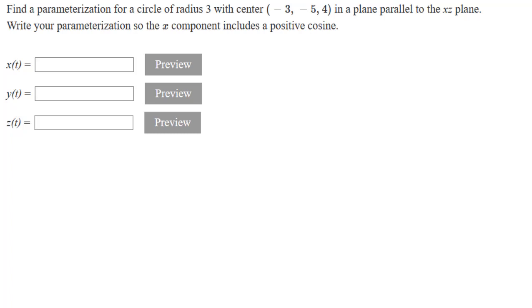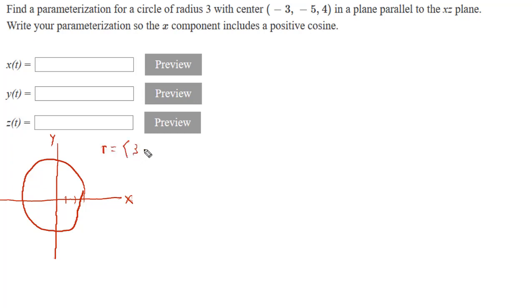First, let me remind you of the circle parameterization in 2 dimensions. We did this in a previous chapter. If we've got the x and y coordinate system and a circle with a radius of 3 centered at the origin, the parameterization could be something like this. 3 cosine theta, 3 sine theta.